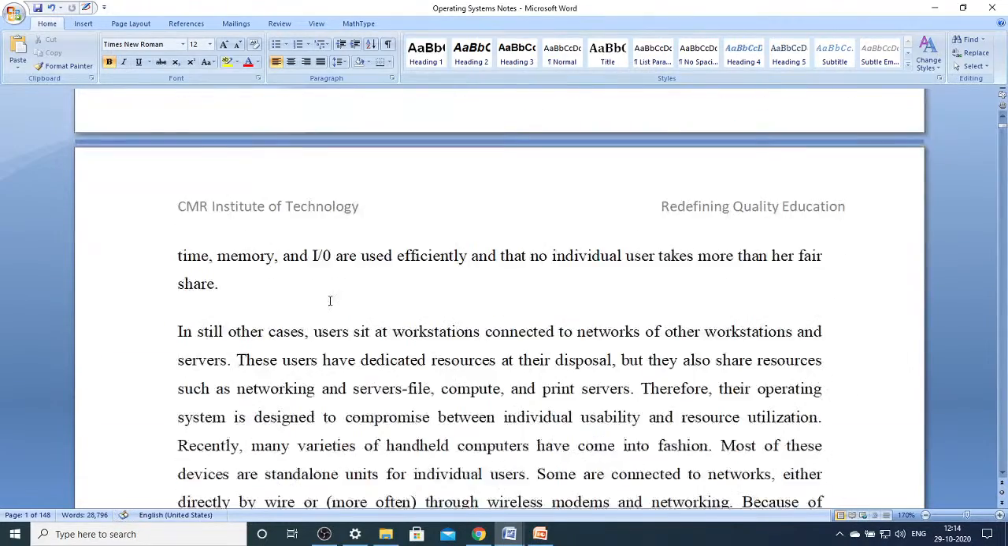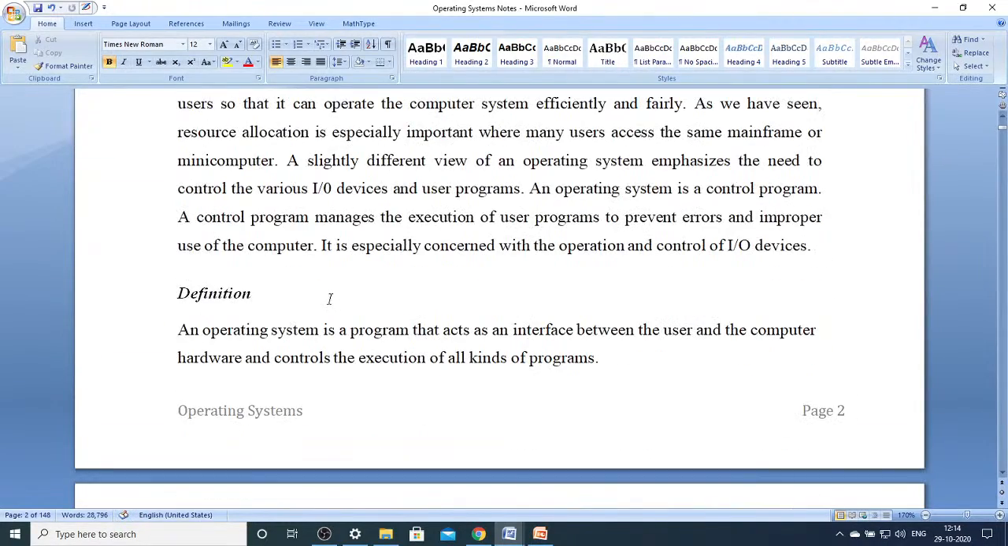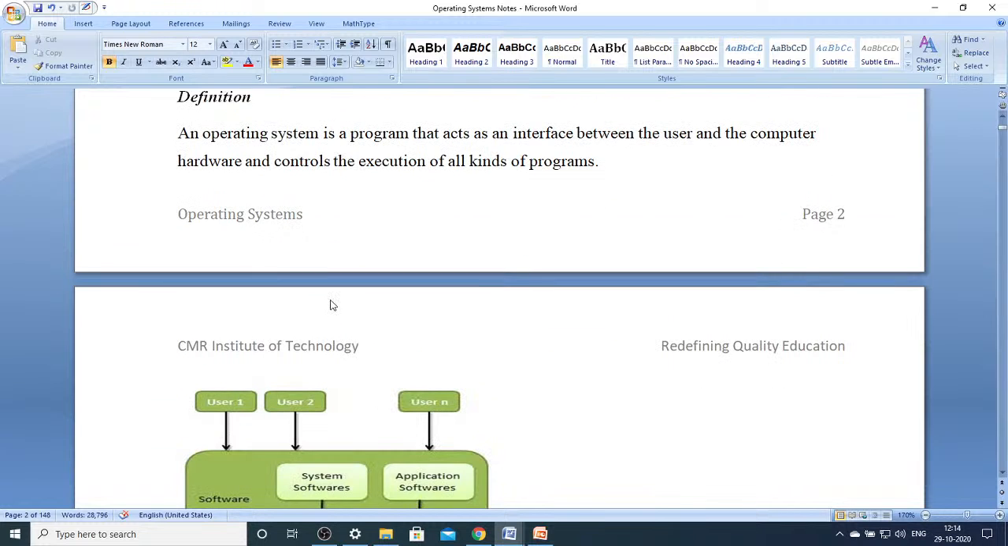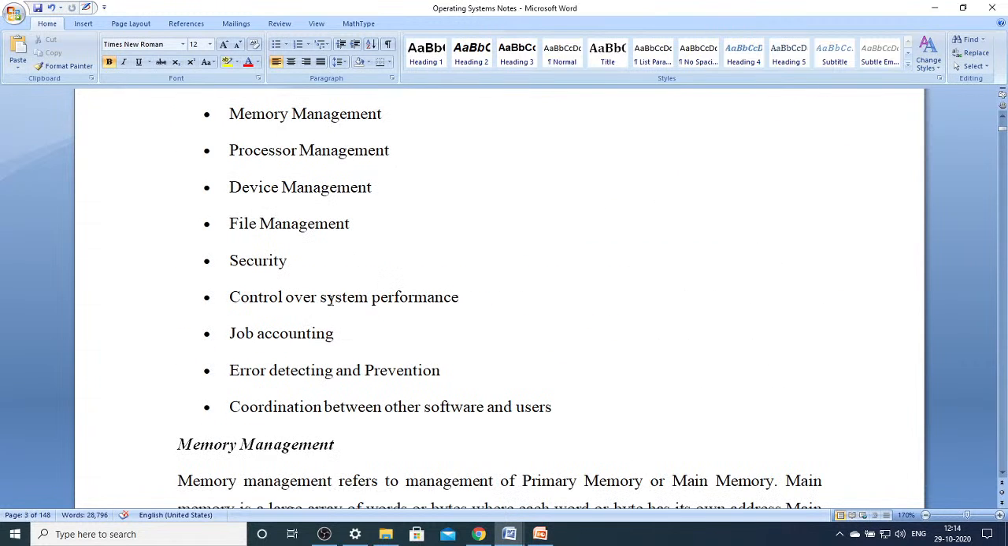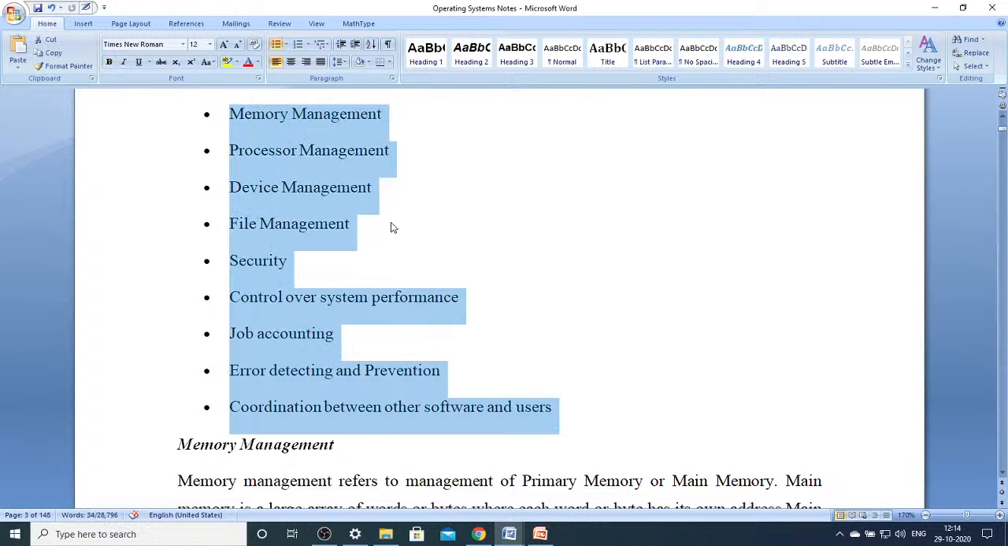And next, this user view and system view is not required right now for your exam purpose. Coming to the functions, these are the functions. Mention all these points. If you forget two or three points, it doesn't matter, but these are the functions you need to write down and explain in just two to three sentences.